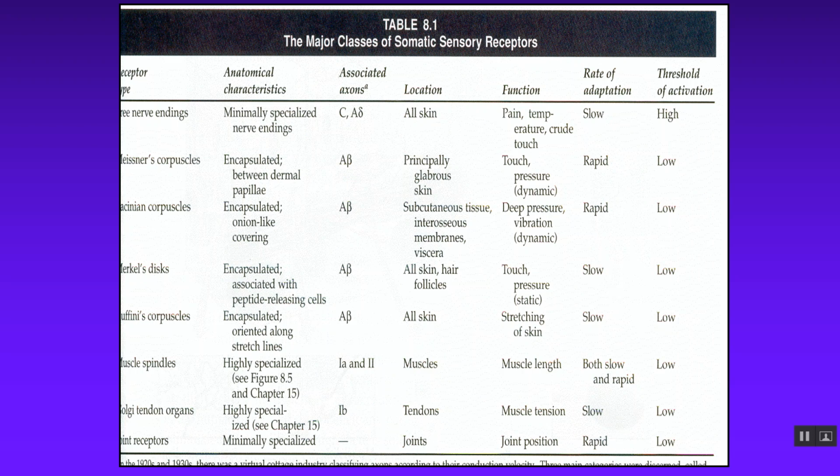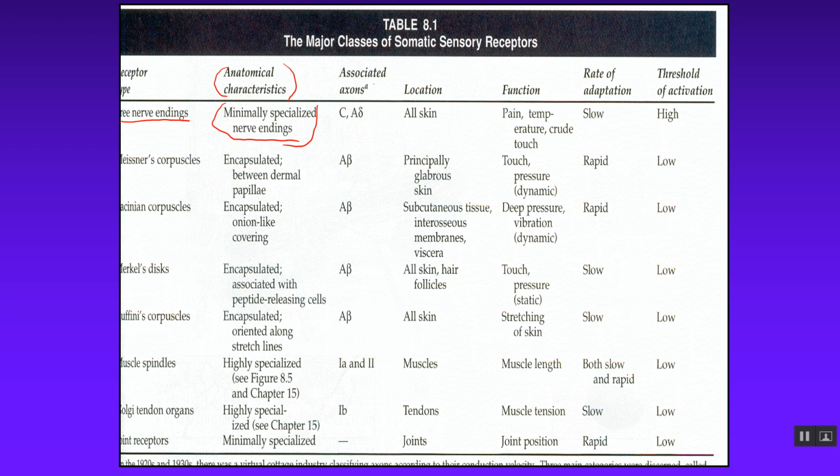This is a very good table to know. This one kind of summarizes receptors, okay, for peripheral nerve receptors. On the left, you have the receptor. So here's free nerve endings, and it tells you about the anatomical characteristics of it. You can see that free nerve endings are minimally specialized. They don't have a lot of specialized look to them.